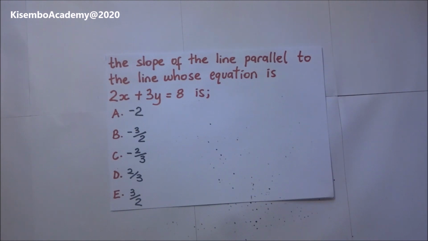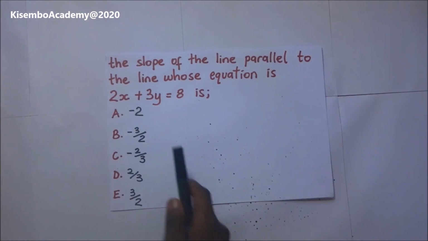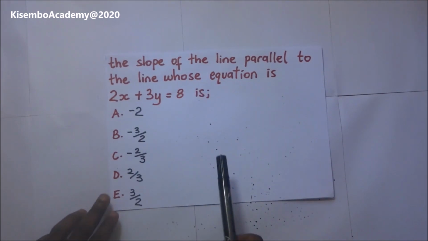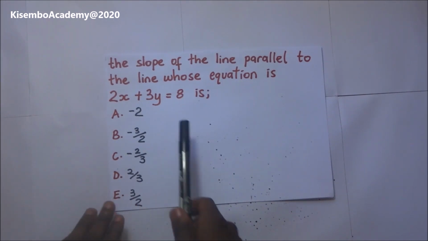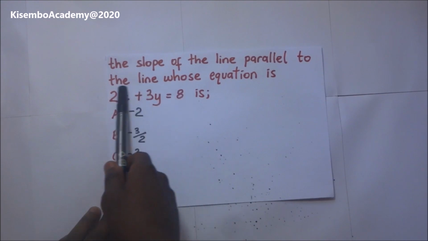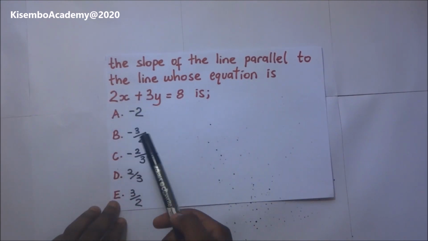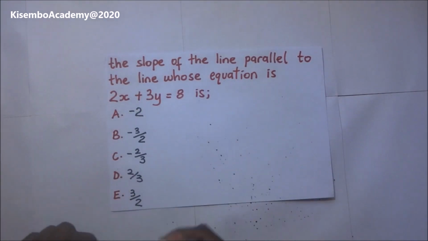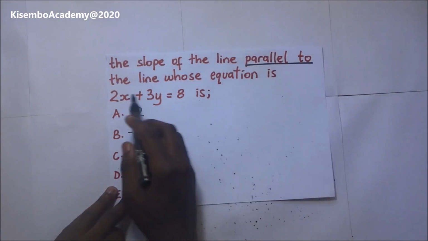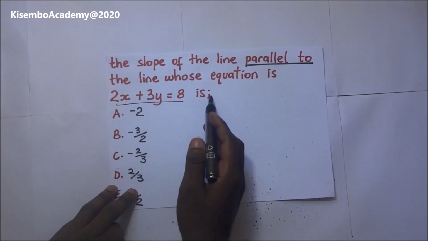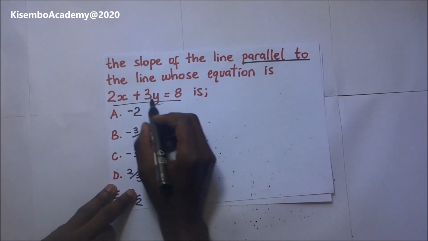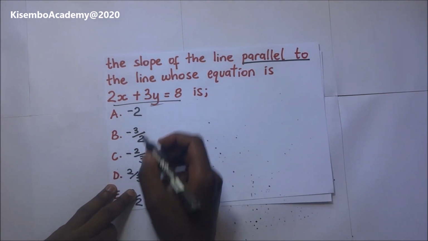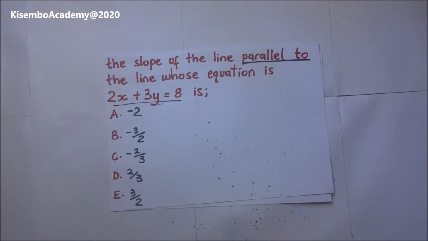So the slope of the line parallel to the line whose equation is that is, so we know that parallel lines have the same slope. So if we have the slope of this line, we have the slope of that parallel line. So what's the slope of this one? We rearrange this equation by making y the subject of the formula, so that we put it in the form of y = mx + c.